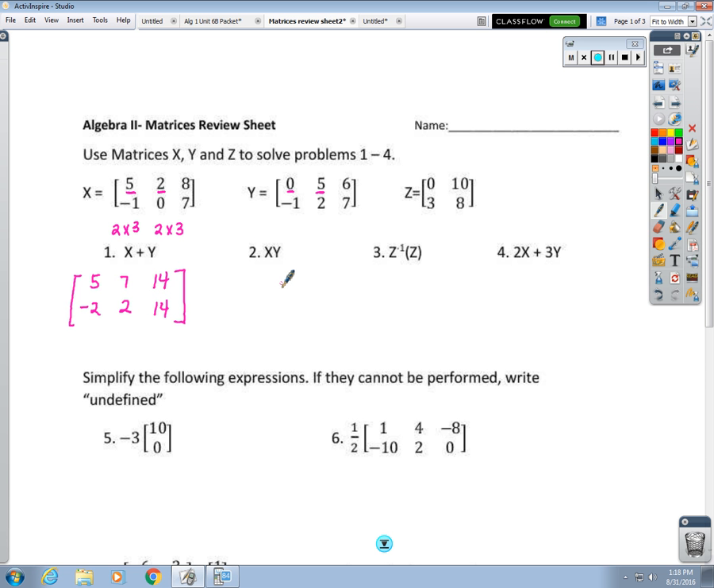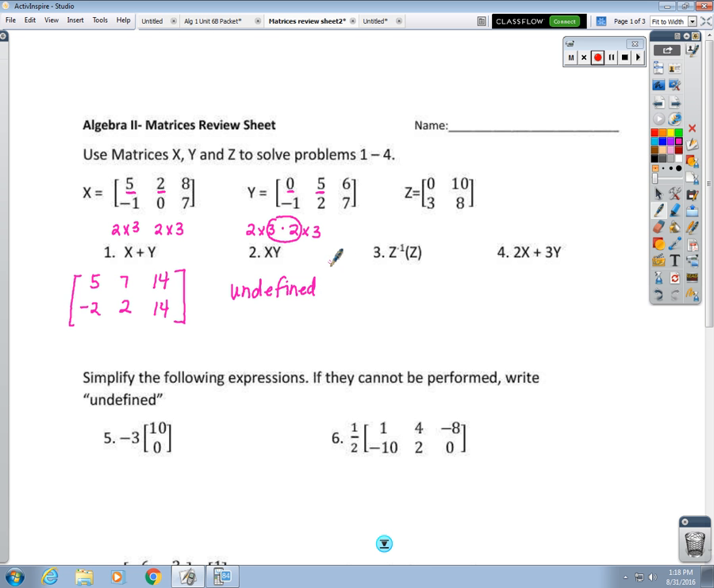Okay, number 2, they want you to multiply, okay? We already said the x is a 2 by 3, and they're wanting you to multiply that by another 2 by 3. Why can you not do it? Right, when you're multiplying, you have to look at these insides, the ones that are sitting side by side when you write it down. They have to match. Since they don't match, you can't multiply. It's called undefined.